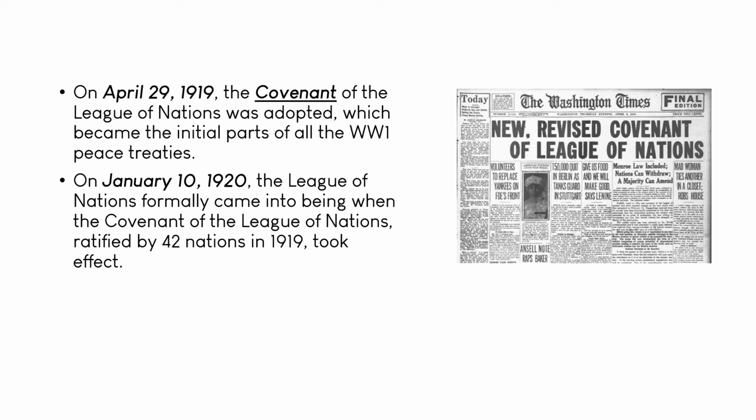Then on April 29, 1919, the Covenant of the League of Nations was adopted, and this was to become the initial part of all of the First World War peace treaties. The League of Nations formally came into being the next year, on January 10, 1920, when finally the Covenant that had been ratified by 42 nations the year before took effect. And just for those of you who don't know this word, it is a new term, make sure you learn it. Covenant is just another word for agreement. So it's an agreement that was signed by 42 nations to create this new assembly, the League of Nations.